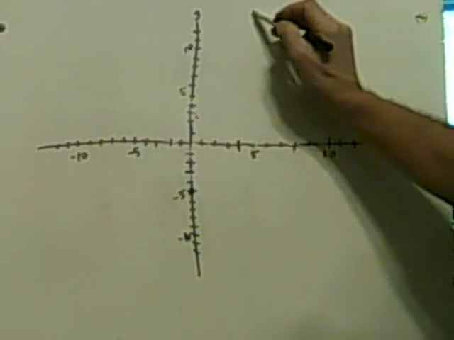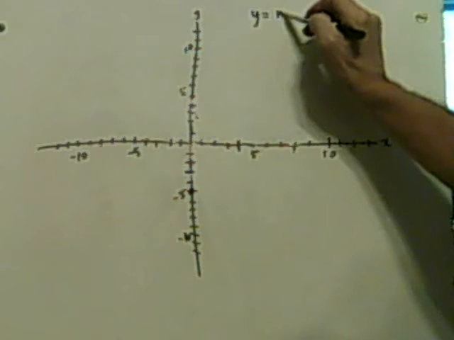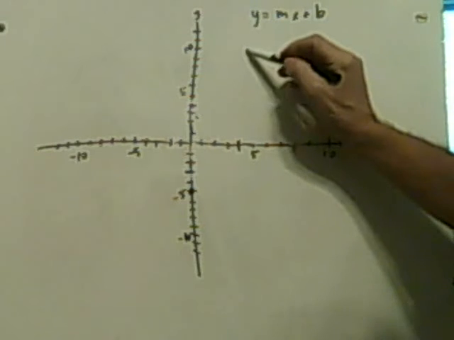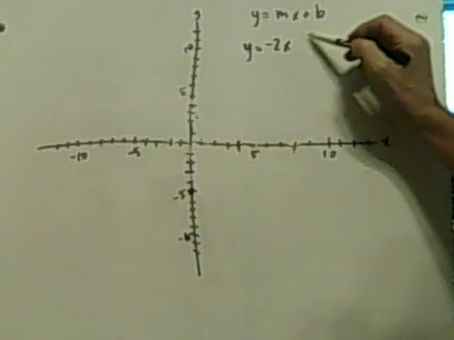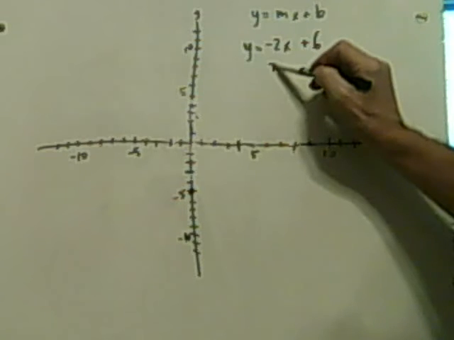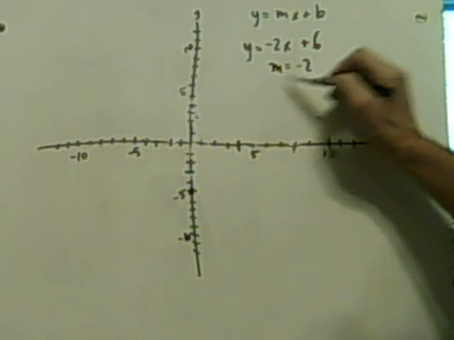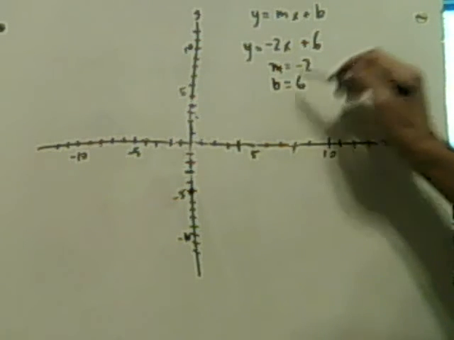For this particular section, I'll just write y is equal to mx plus b on the top. That's the form we want to put these into. So the next one, 24: y is equal to negative 2x plus 6. M is equal to negative 2, b is equal to 6. You just have to correspond them.